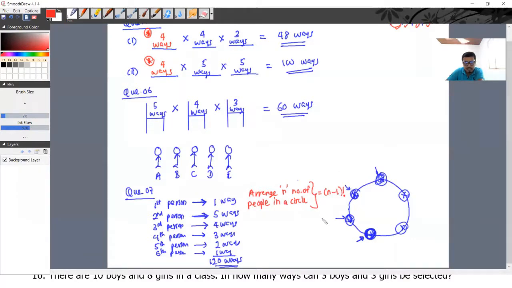So here, what is the value of n? How many people are we going to arrange in a circle? 6 people. So it should be 6 minus 1 factorial ways. It means 5 factorial ways. 5 factorial equals 120.